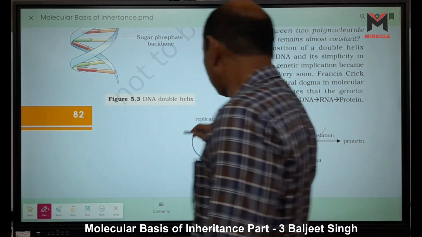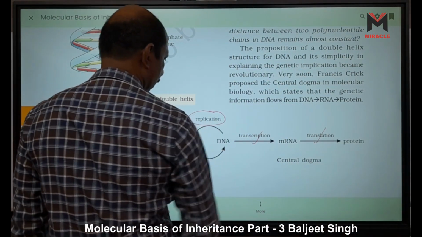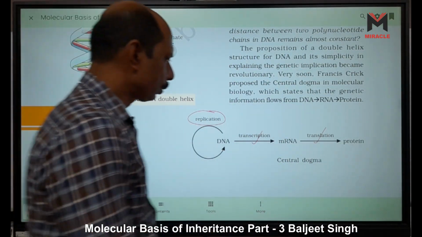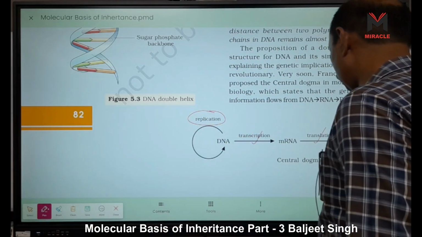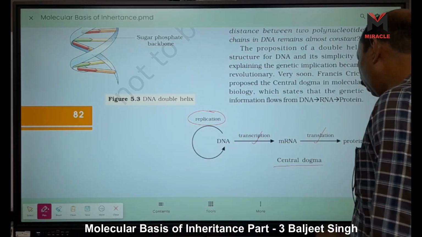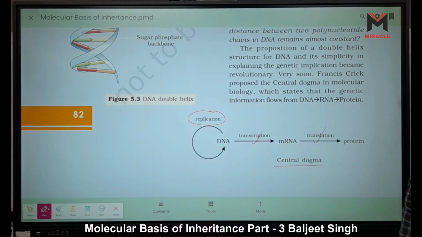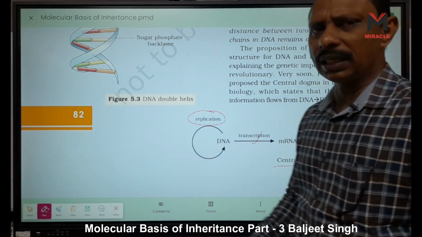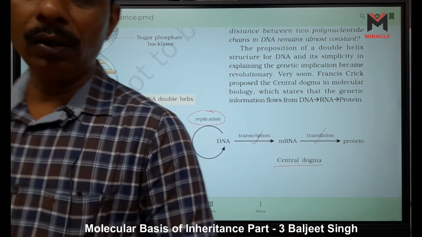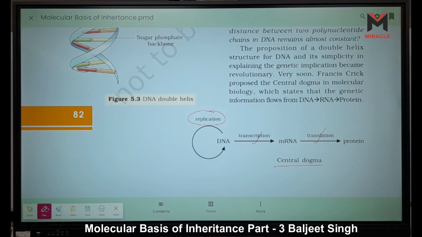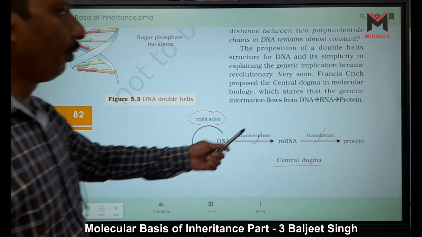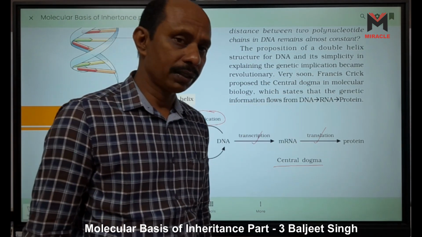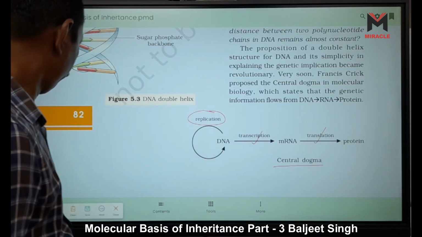And when DNA forms DNA, that is called replication, DNA replication. And this whole linear flow, right? This is called the central dogma of molecular biology. Central dogma means what? Central idea. This is the central idea, or central dogma, of molecular biology, which is stated by Francis Crick, not Watson. Do you understand? Okay.